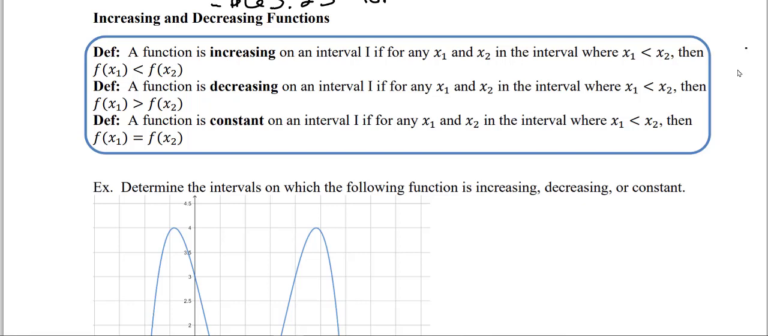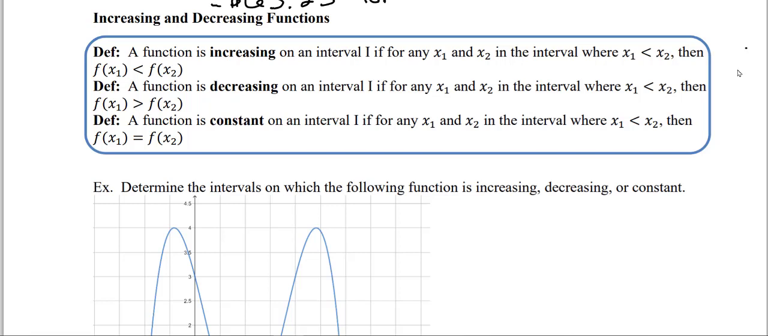We are going to look at increasing and decreasing functions in this section and even and odd functions in the next section. So let's take a look. Let's get started here. The first definition: a function is increasing on an interval I if for any x1 and x2 in the interval where x1 is less than x2, then f of x1 is less than f of x2. Well, that's a mouthful and a lot of math speak.